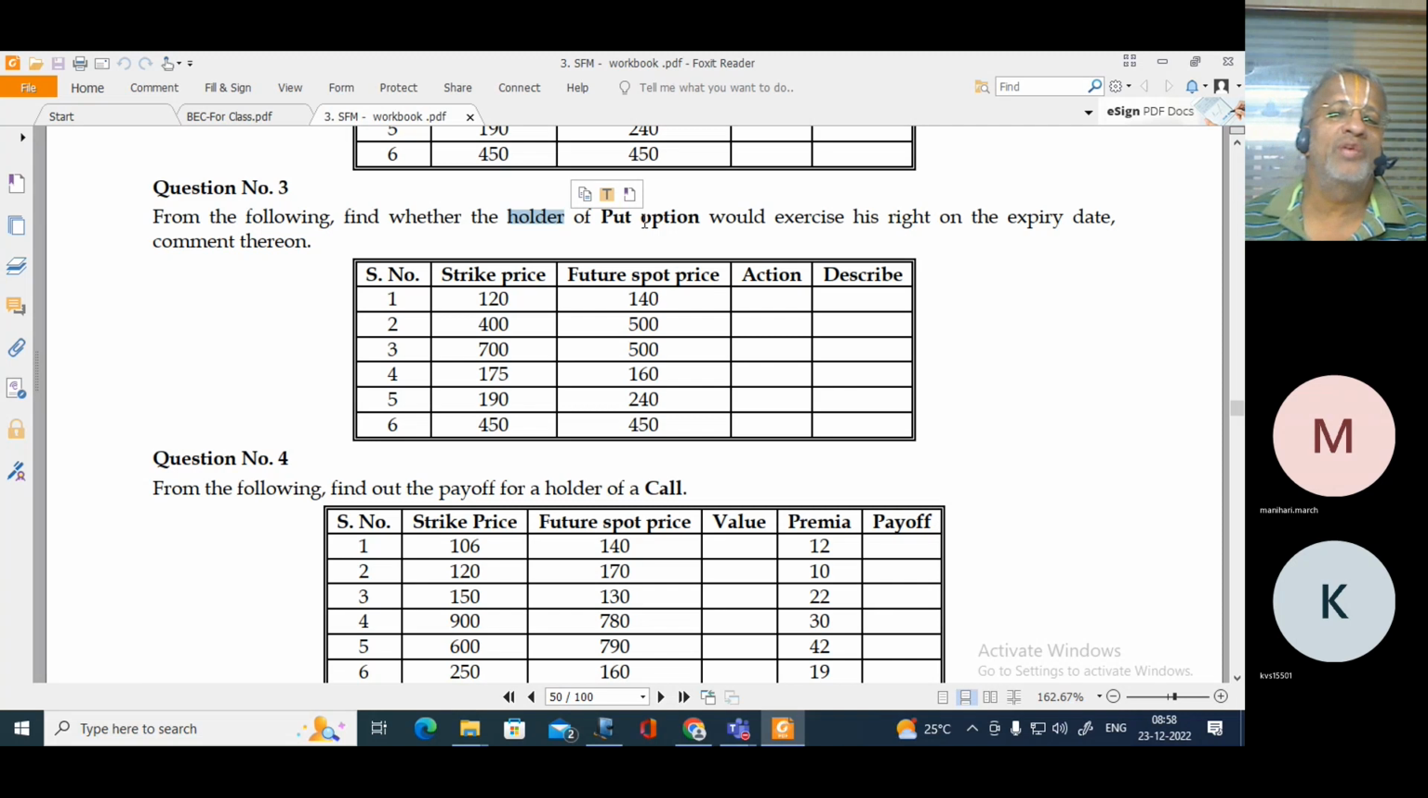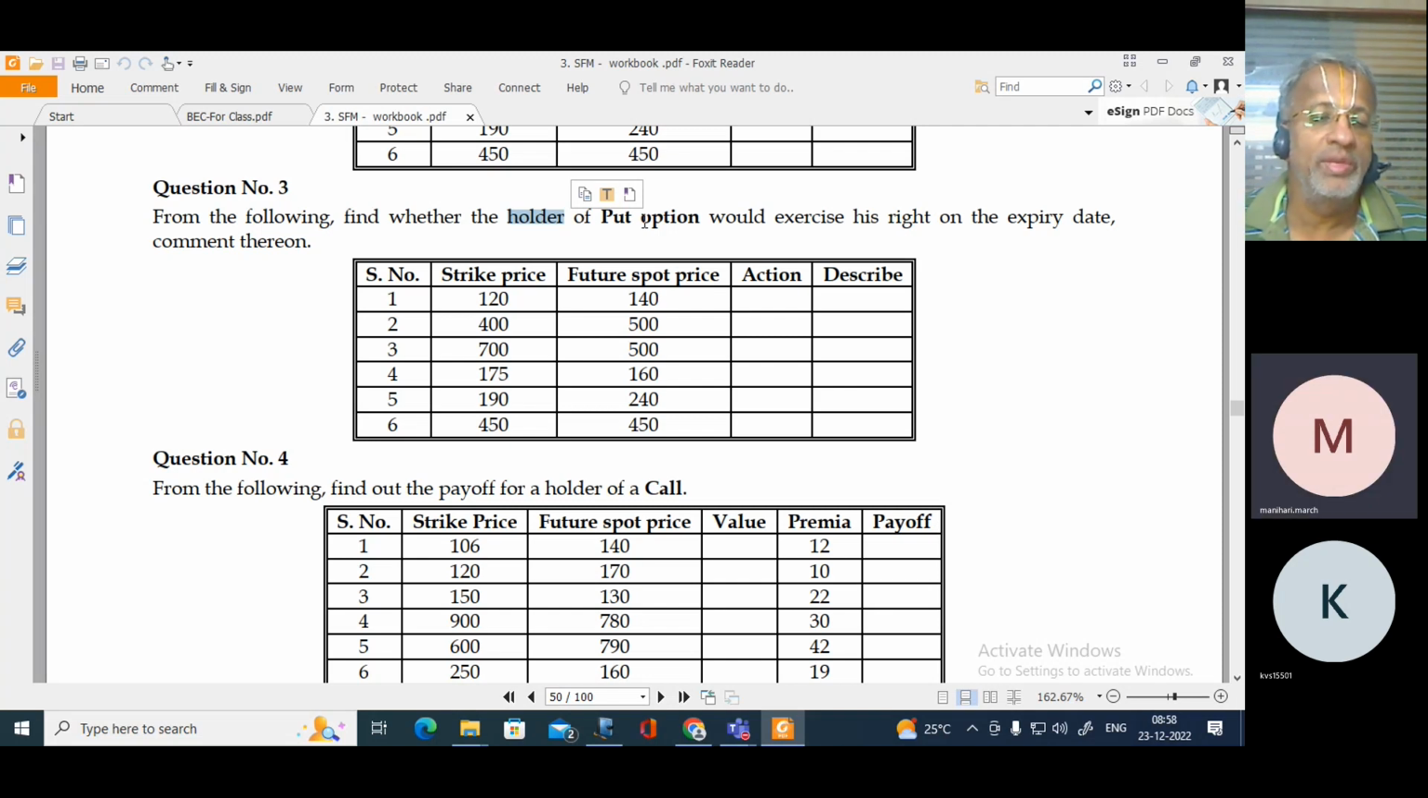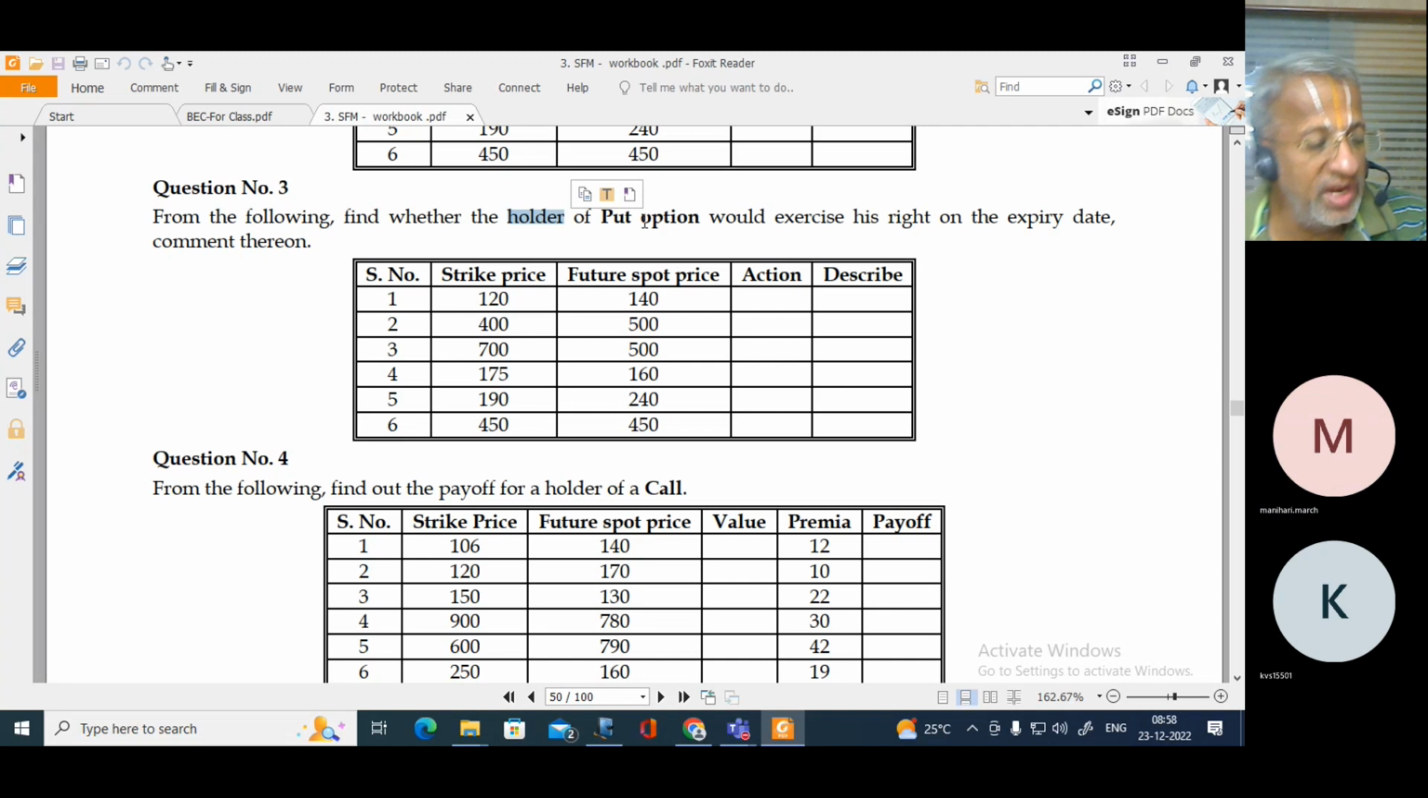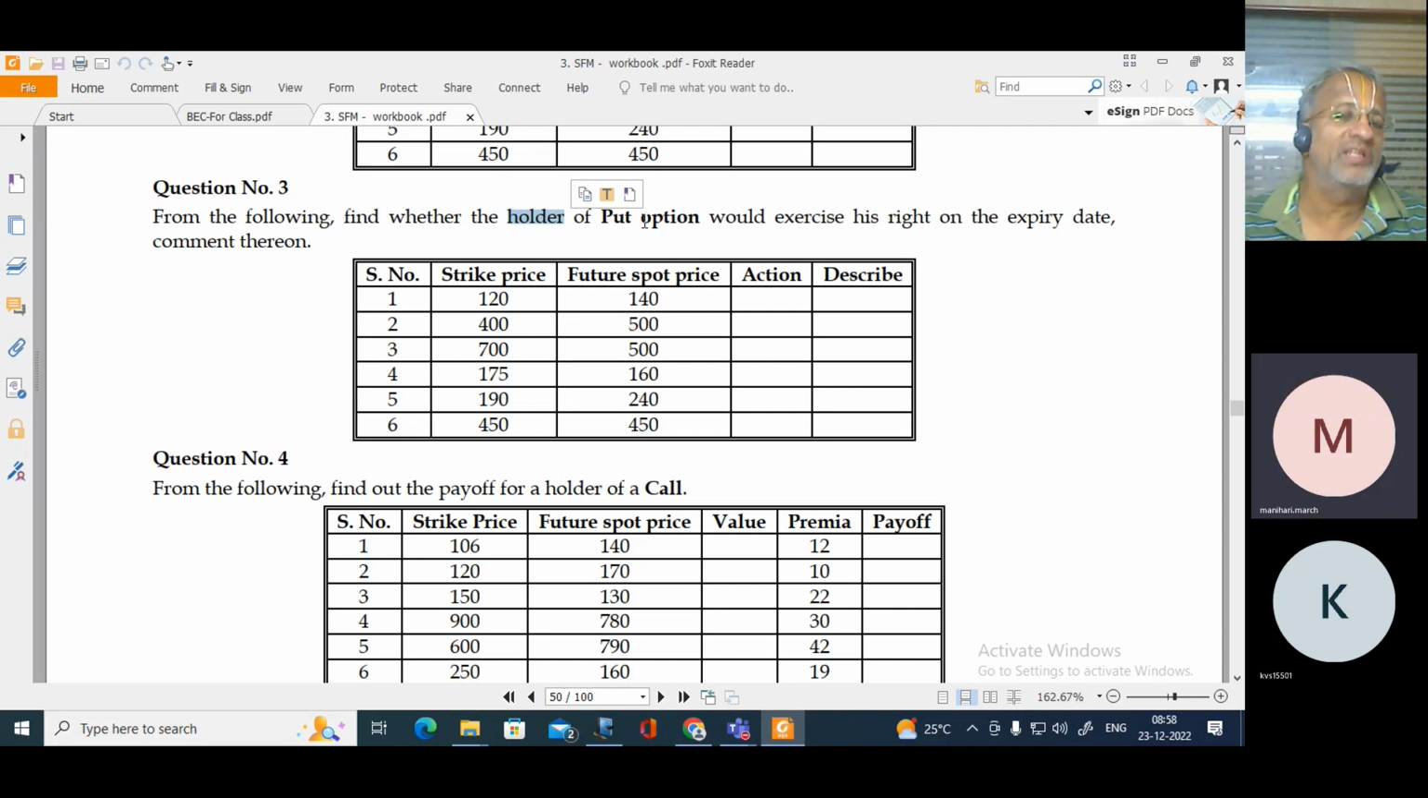175, 160, do not exercise, out of the money. 190, 240, which one? Sir, fourth one is exercise. Extremely sorry, I just gave it wrong. So 175 to 160, exercise, in the money. 190, 240, do not exercise, out of the money. 450 and 450, do not exercise, at the money.